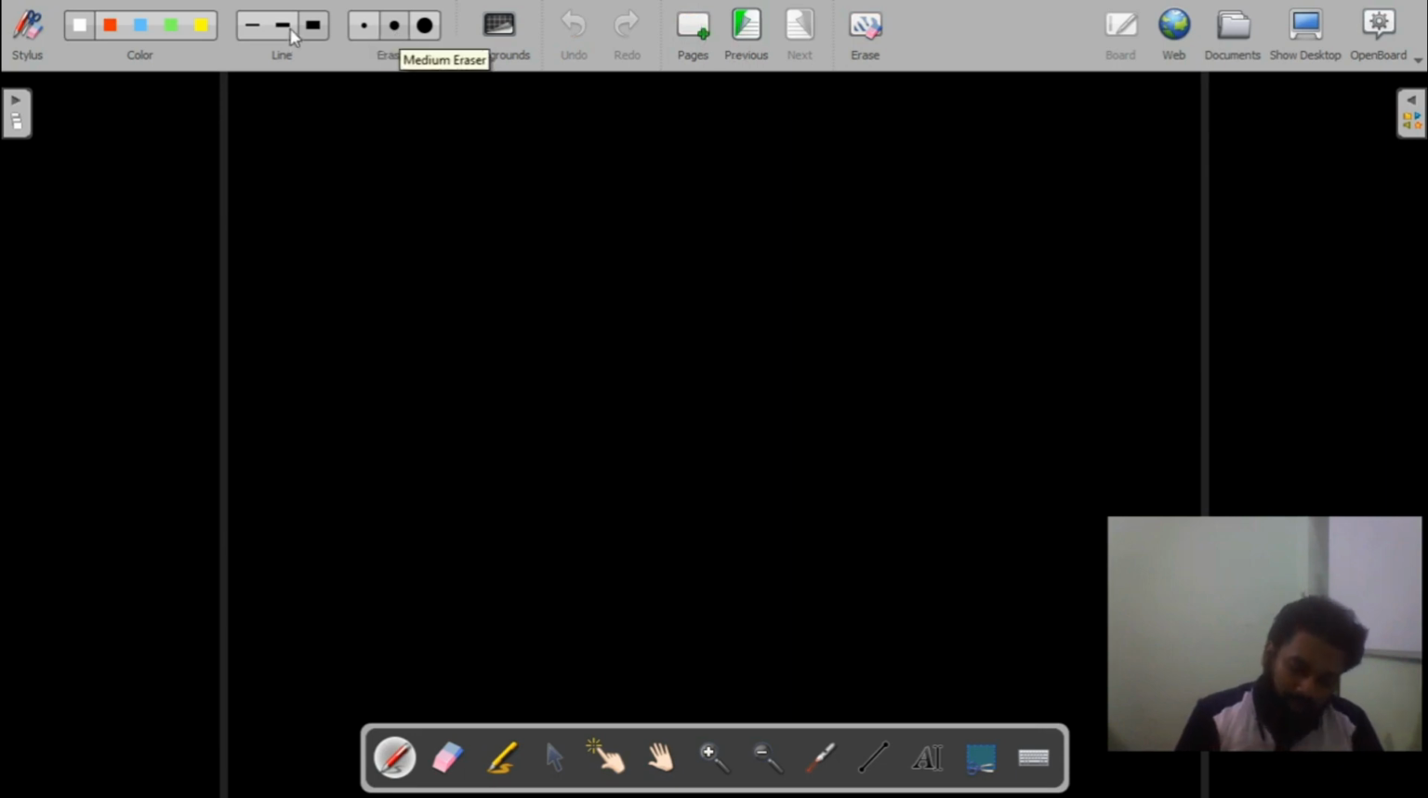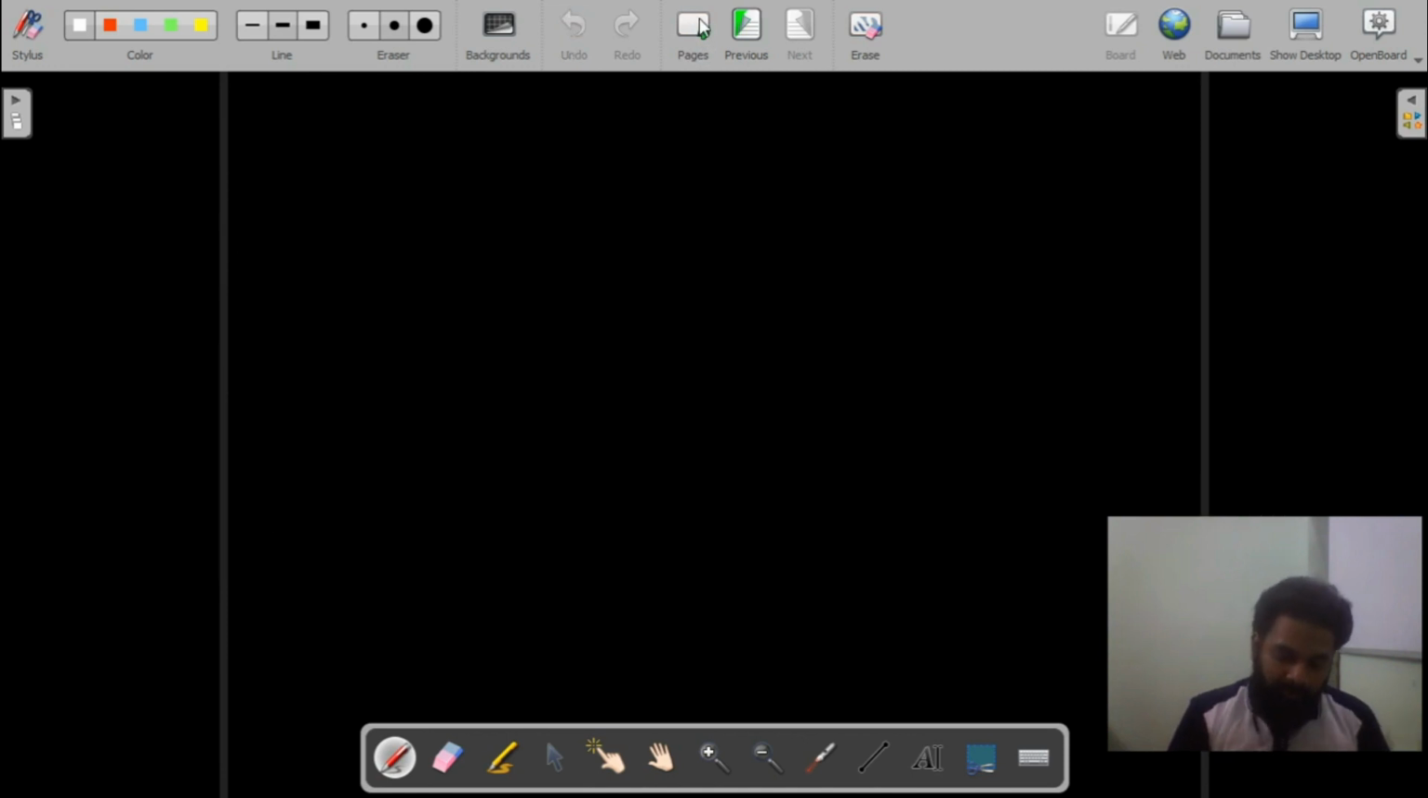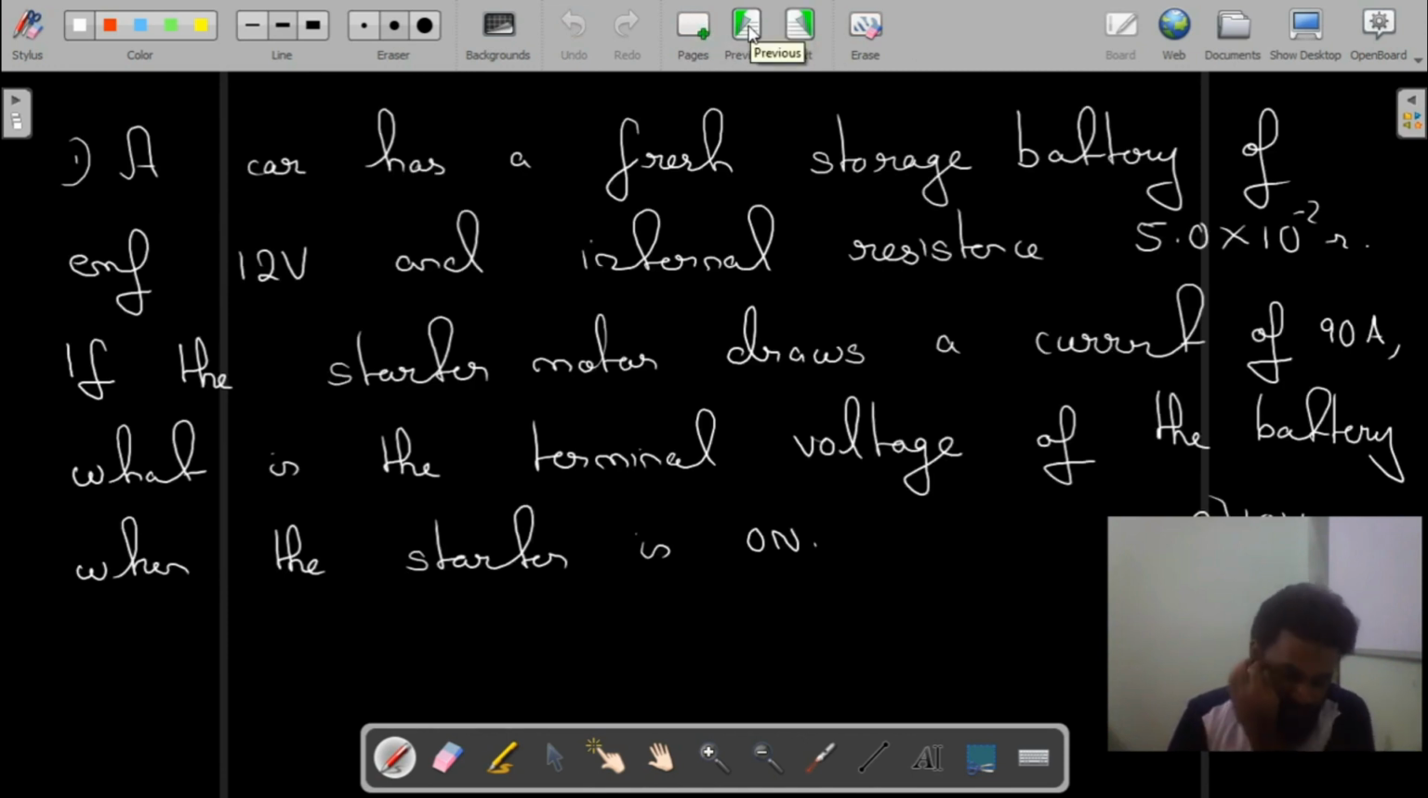Now we will do a problem. Look at this question, students. A car has a fresh storage battery of EMF 12 volt and internal resistance 5 into 10 raised to minus 2, just 0.05 ohm. If the starter motor draws a current of 90 ampere, that means that current is flowing, what is the terminal voltage of the battery when the starter is on? Just an introductory question, very easy one. Pause and do it yourself, then verify the answer here and note it down.